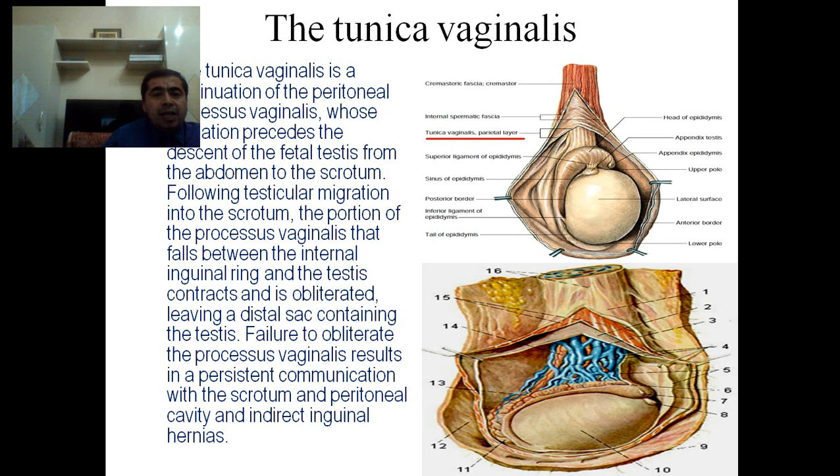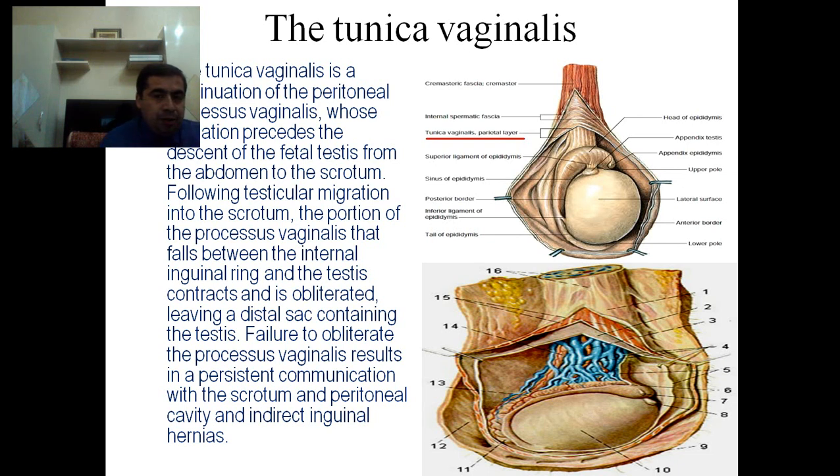The tunica vaginalis is a continuation of the peritoneal processus vaginalis, whose formation precedes the descent of the fetal testis from the abdomen to the scrotum. Primarily, we get the processus vaginalis, which then gives rise to the tunica vaginalis. Following testicular migration into the scrotum, the portion of the processus vaginalis that falls between the internal inguinal ring and the testis contracts and is obliterated, leaving a distal sac containing the testis.